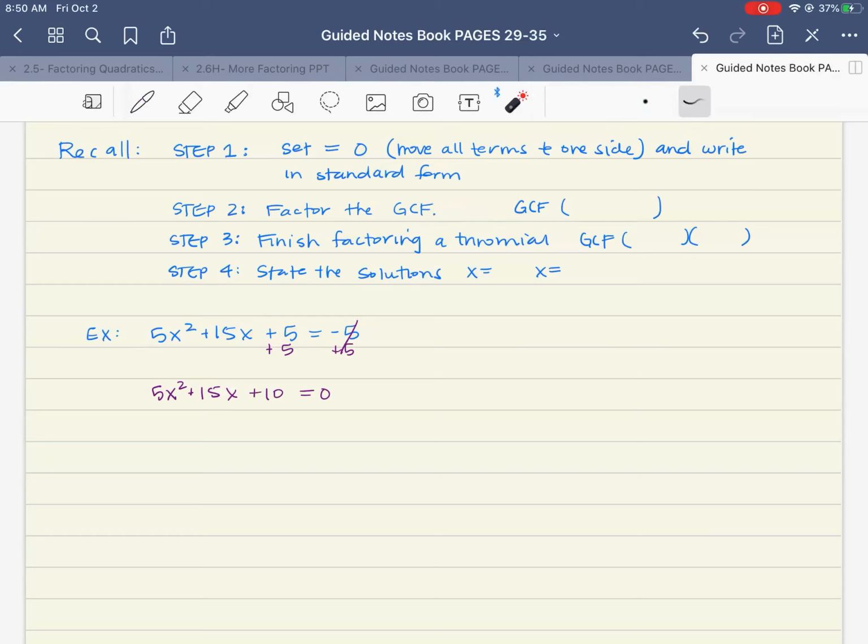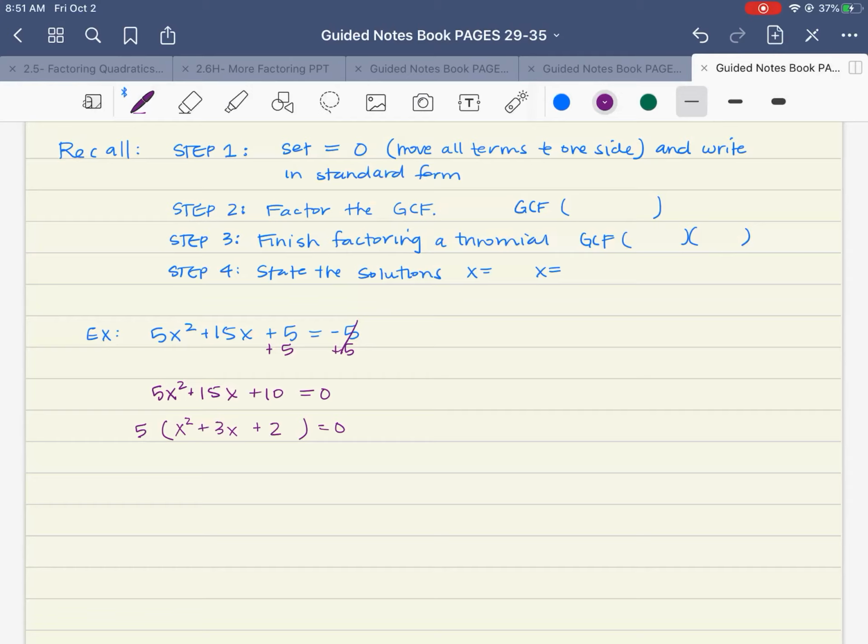Now that it's equal to 0, I look for a greatest common factor. Notice all of these coefficients or numerical values are divisible by 5. So we could pull a 5 out front and divide everything by 5. In this case, I would be left with x squared. 15x divided by 5 would be 3x.